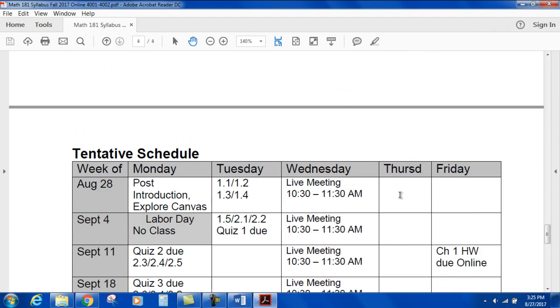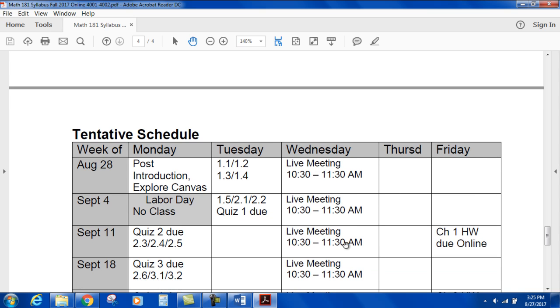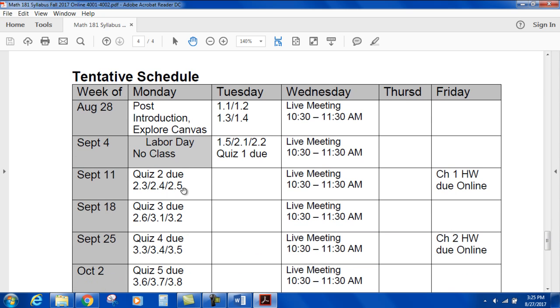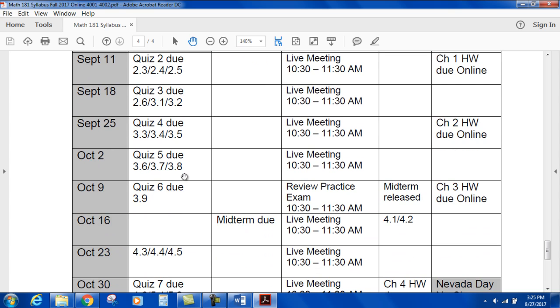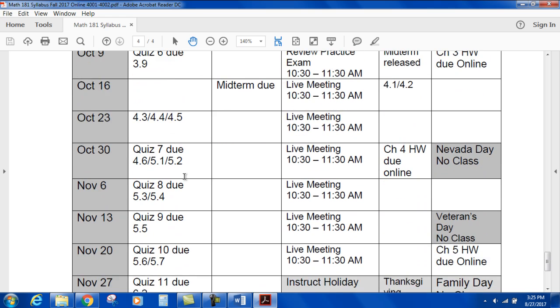Here's our tentative schedule. So we have our live meetings. Again, that might have to be adjusted. That's what I'm going with. Here's our schedule of what we're covering and when we're going to be covering it. I know it may seem like a lot. This is a calculus class. It tends to go pretty briskly. Maybe that's the best way to say it. So you need to stay on top of it. If you get behind in this class, you are not going to make it.